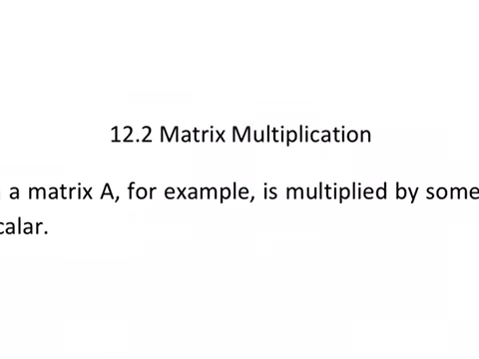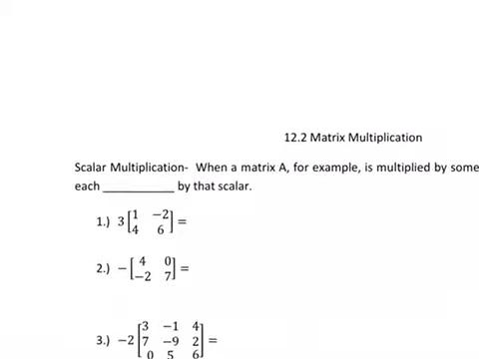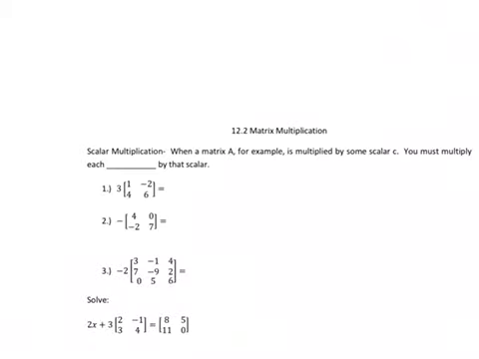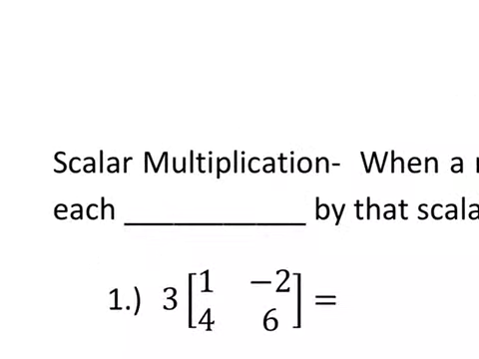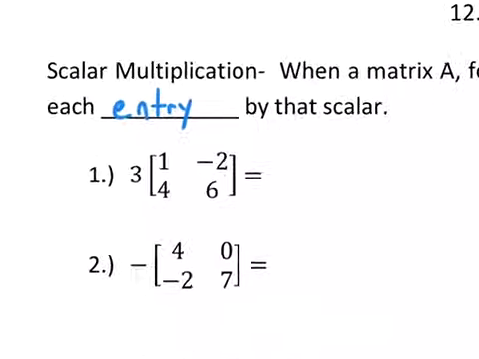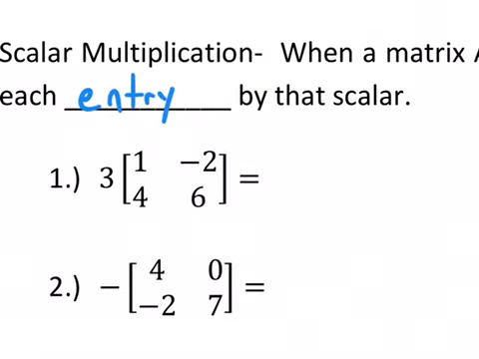Alright, here in this video we're going to look at 12.2, matrix multiplication. Scalar multiplication. We're going to see two different types of multiplication today with matrices. We're going to look at the easy one first, which is scalar multiplication. When a matrix A, for example, is multiplied by some scalar C, you must multiply each entry by that scalar. Now this is going to be exactly what you would imagine this would look like.